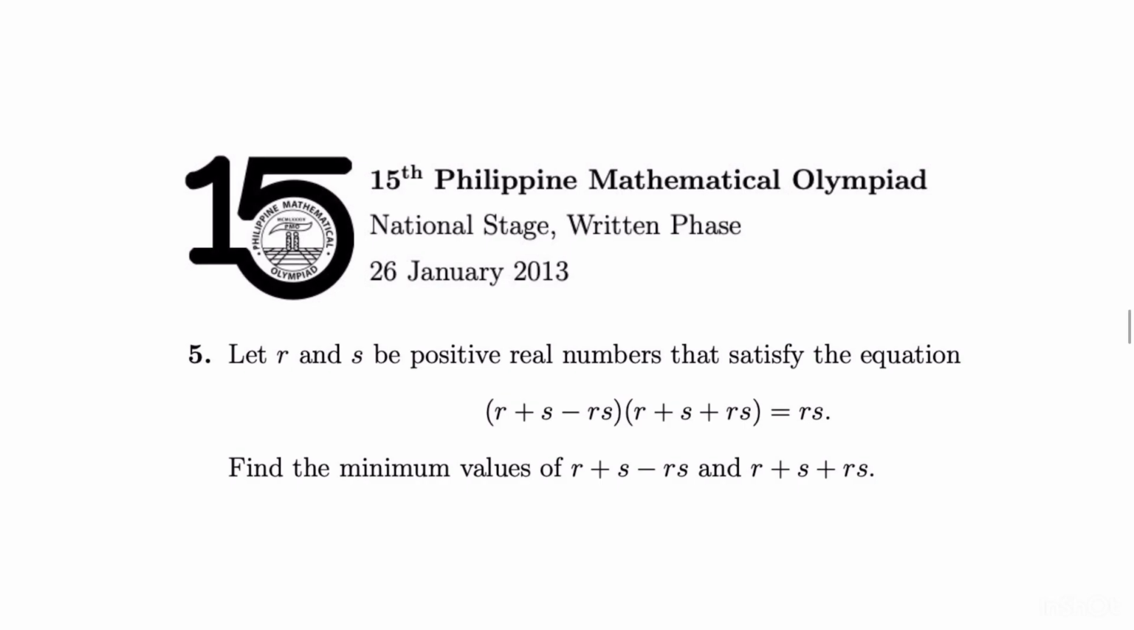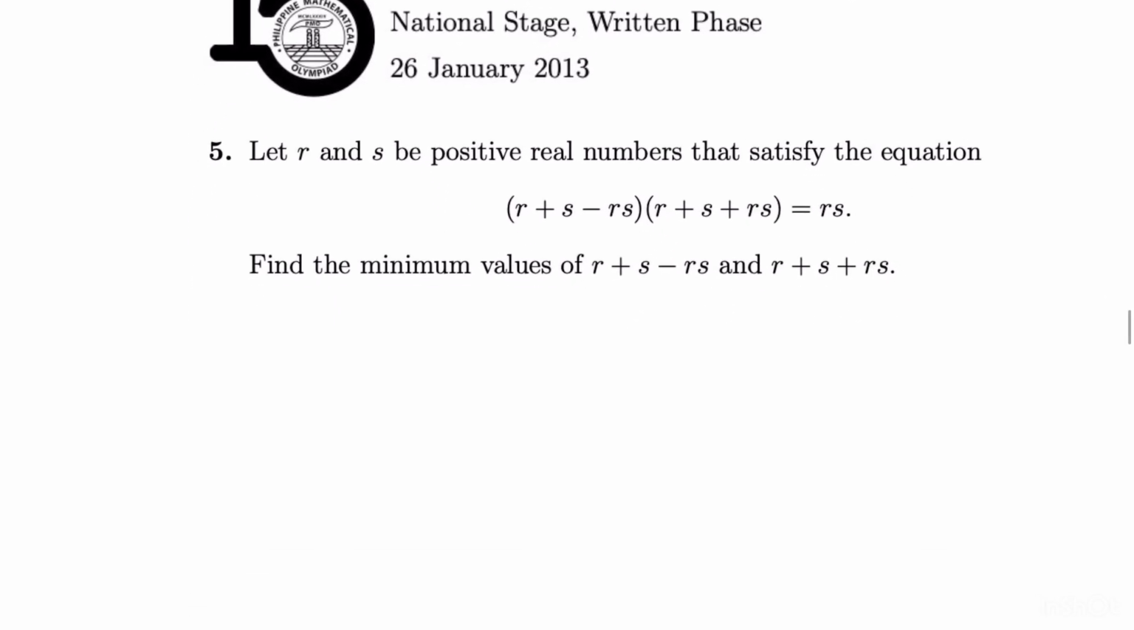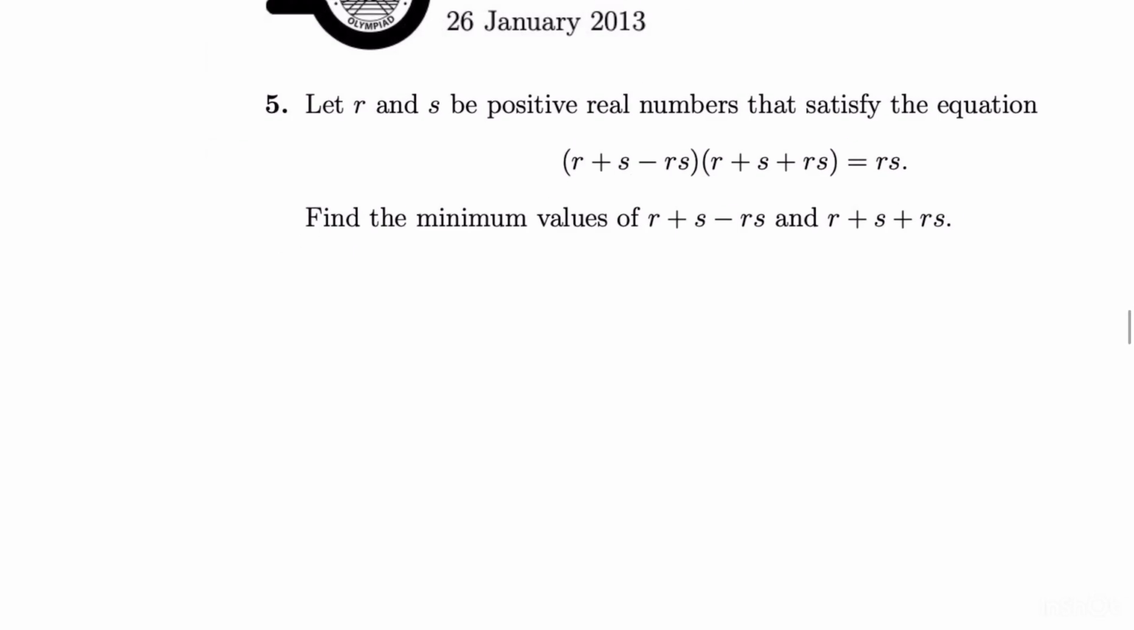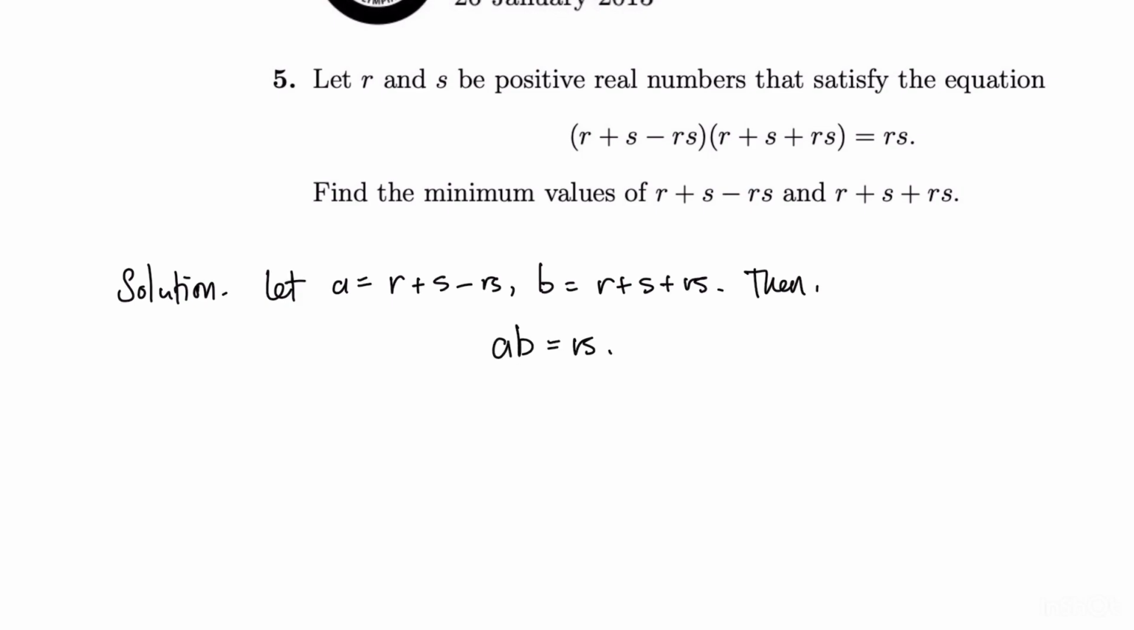So my approach in solving this is I'm gonna let A and B be R plus S minus RS and R plus S plus RS respectively. So let me write my solution. Let A be equal to R plus S minus RS and B be equal to R plus S plus RS. Then the equation will become AB equals RS.